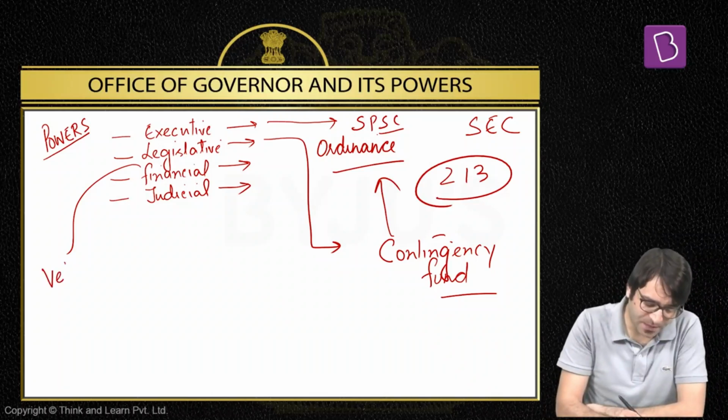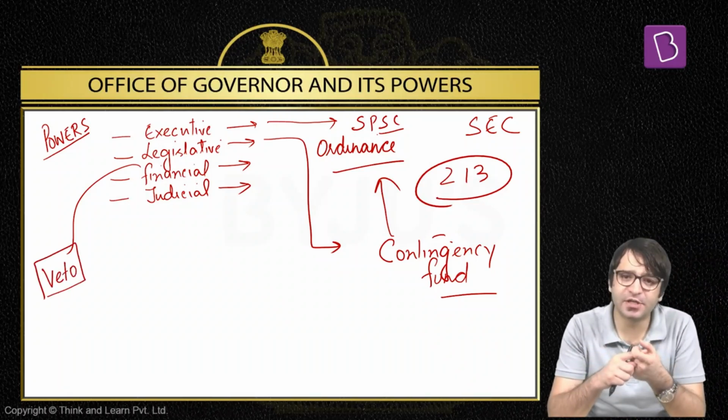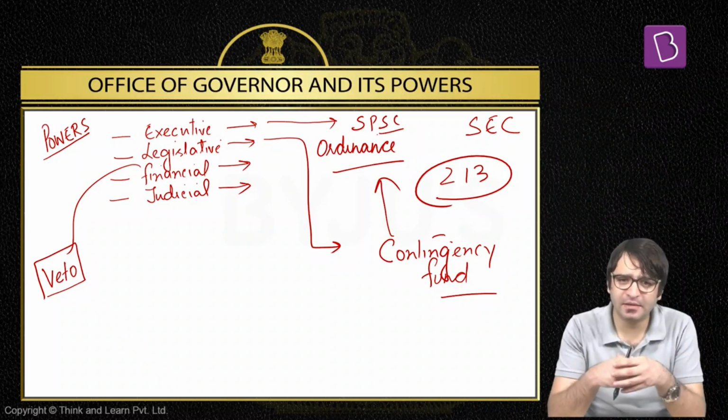Similarly, the governor has veto powers. Which of these veto powers? When a bill is passed by legislative assembly, it is sent to the governor. The governor may give his assent to this bill. The bill is passed. There is no controversy. The governor may say, "I'm not going to sign this bill." Absolute veto. The bill is dead. It can never become a law.